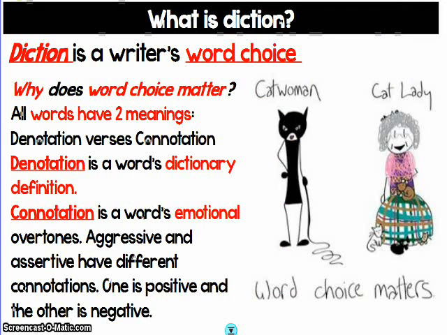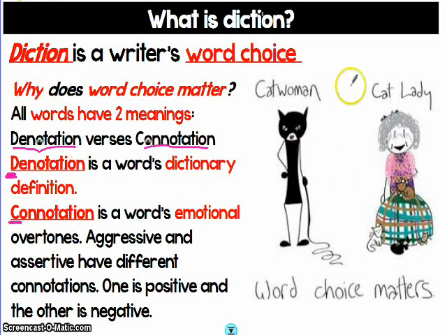Alright, so now when we look at an author's style, one of the things we want to focus on is their diction. And diction is basically the writer's word choice. So word choice matters because all words have two meanings, and we've talked about this before. You have the denotation of a word versus the connotation of the word. So we know that denotation starts with a D, and that's the dictionary definition. That is the literal meaning. And connotation is the emotion that's associated with the word. It could usually be positive, it could be negative, and it can also be neutral.